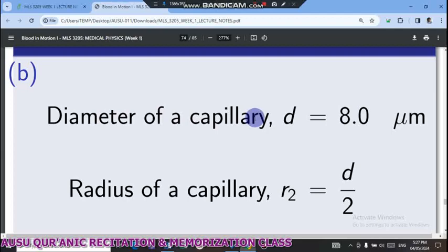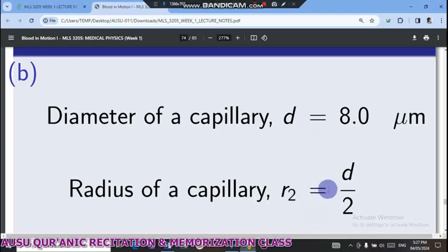Diameter of a capillary: we are given the diameter in the second part of the problem as d equal to 8.0 micrometer. Now from the diameter I can get the radius. The radius of a capillary, R2, is equal to the diameter divided by 2. Why? Because 2 radii will give you the diameter. So if you have the diameter and you want to get the radius out of it, divide the diameter by 2.